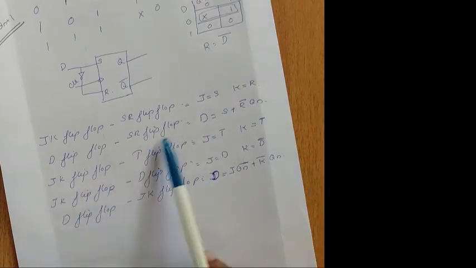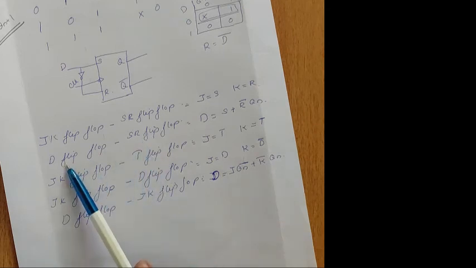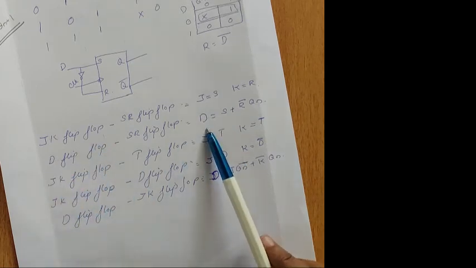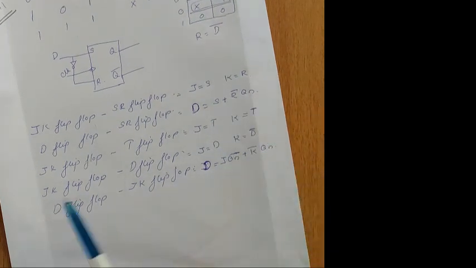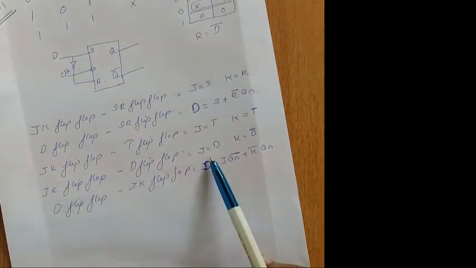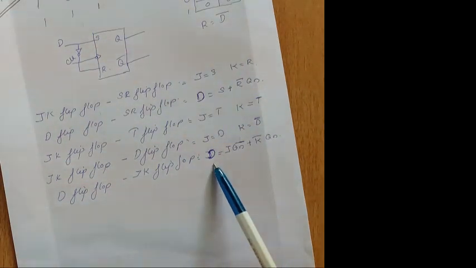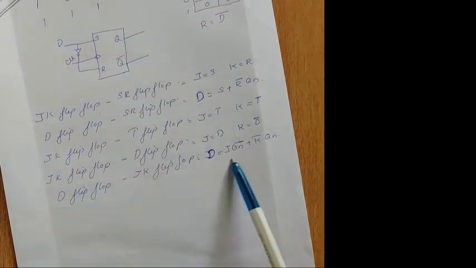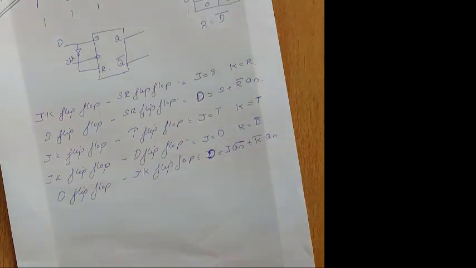D flip-flop to SR flip-flop: external input is SR and the flip-flop input is D flip-flop, that is, excitation you have to find of a D flip-flop. As it's a single input, you will get D is equal to S plus R bar Qn. In JK flip-flop to T flip-flop, you will get J is equal to T and K is equal to T. JK flip-flop to D flip-flop, J is equal to D and K is equal to D bar. D flip-flop to JK flip-flop, it's a single input, so D is equal to J Qn bar plus K bar Qn. You can just check whether you are getting the same answer.